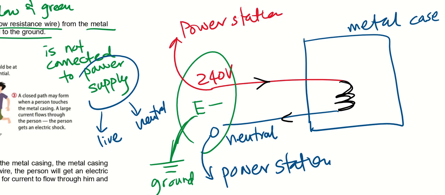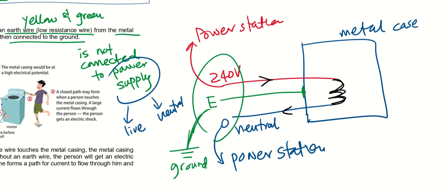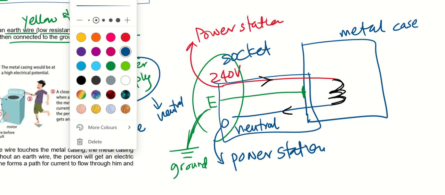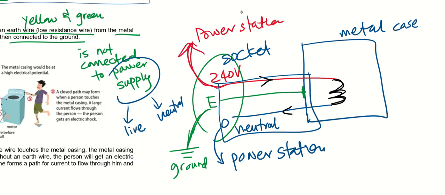How about the other end? The other end is connected to the metal case. So there is no connection between the power station and the earth wire. One end of this low resistance earth wire is connected to the metal casing. The other end is into the ground. So this part is actually our electrical cable that is connected to the metal case, and this part is plugged into the socket. But within the socket, the live wire is connected to the power station, and the neutral wire is connected to the power station as well to return the current. But the earth wire is directly connected to the ground. They pull this wire all the way down to the ground.